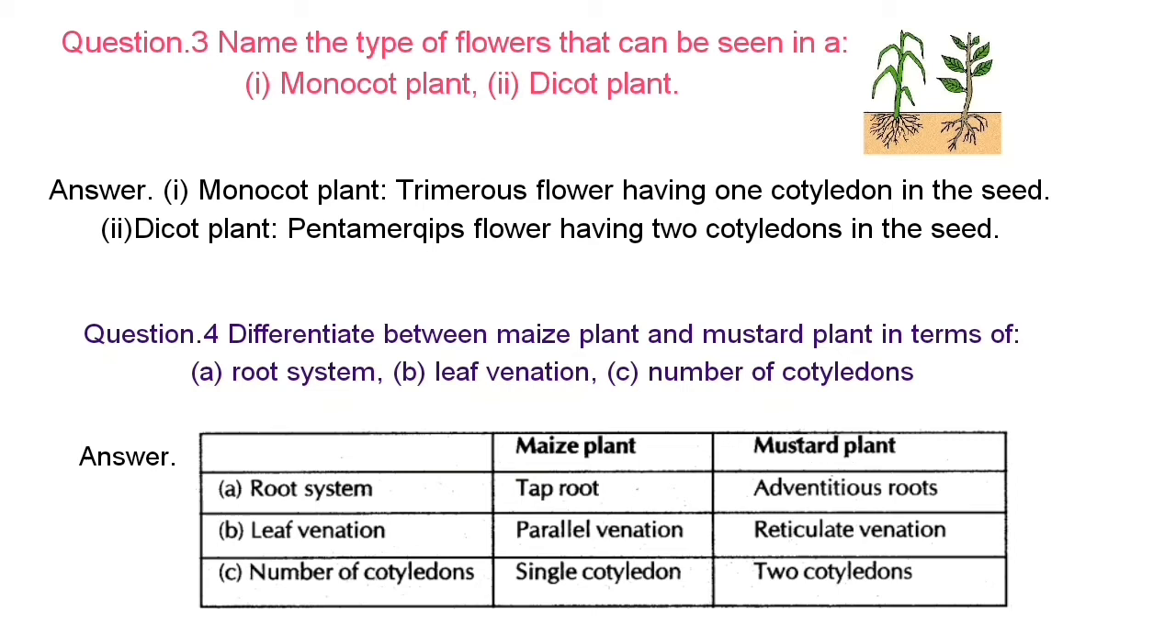The fourth question is, differentiate between a maize plant and a mustard plant in terms of root system, leaf venation and number of cotyledons. In root system, the maize plant has adventitious roots and the mustard plant has a taproot. In leaf venation, it is parallel venation and reticulate venation. And the number of cotyledons is a single cotyledon in maize, and in mustard it is two cotyledons.